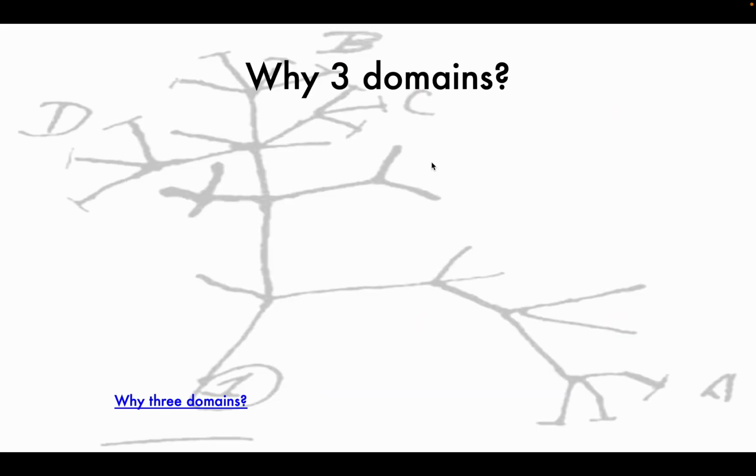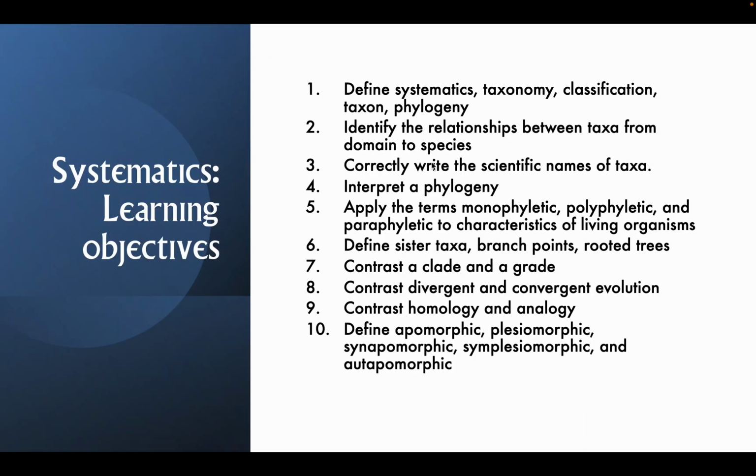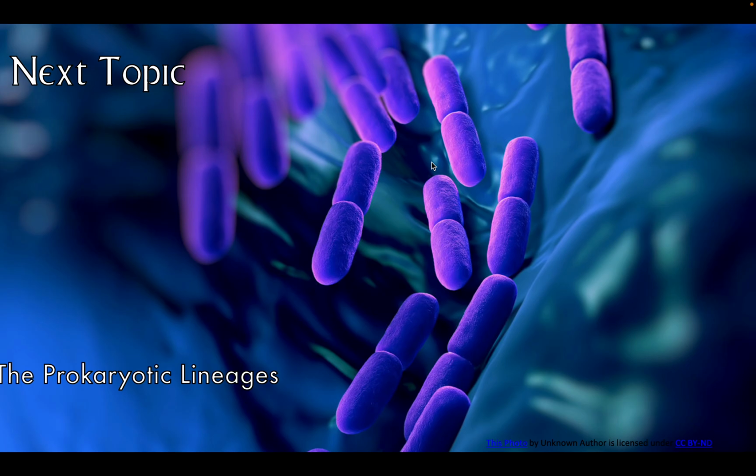We will begin at the very top of this hierarchy, which is mercifully less complicated than Dendroctonus frontalis. There are only 3 domains, and we will dispense with 2 of them rather quickly, the bacteria and the archaea. Once again, here are our learning objectives, and in our next discussion, the prokaryotic lineages.